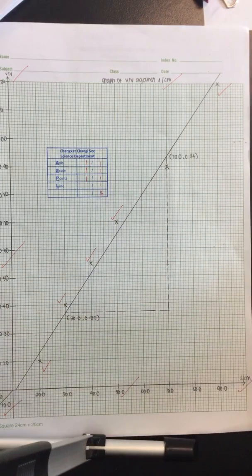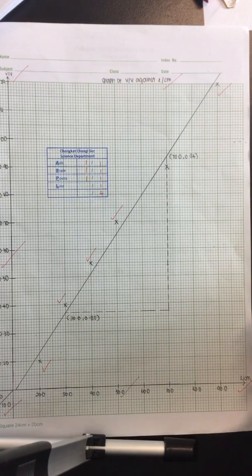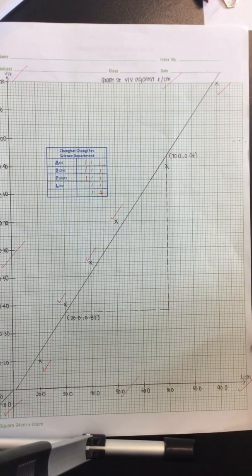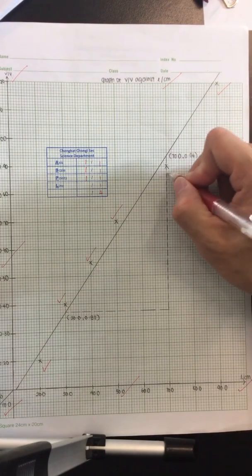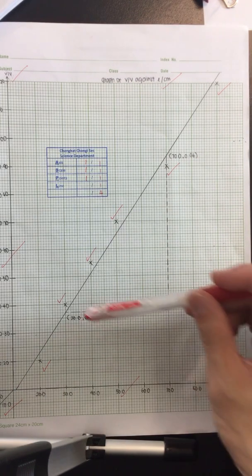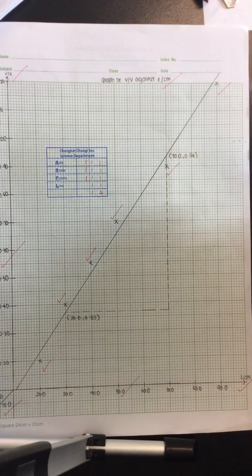Finally, for the line, if you notice, none of the points are on the line. You see? This point is not on the line, not on the line, not on the line. None of the points are on the line. So what do we do? We just check whether it is 3 each. 1, 2, 3. 1, 2, 3. So 3 each is a balanced graph.